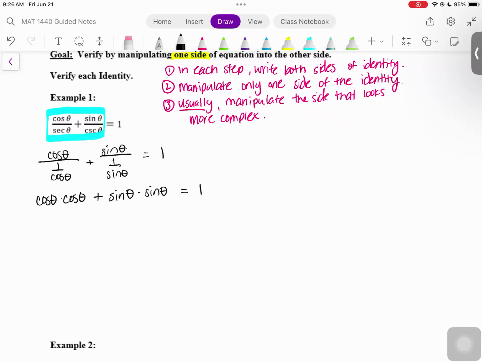Cosine theta times cosine theta is cosine squared theta. Sine theta times sine theta is sine squared theta. And my last step, I know that cosine squared theta plus sine squared theta is equal to 1 from that Pythagorean identity. So my very final line in this proof is that 1 is equal to 1. And that's how we know that the original identity is in fact an identity. It's always going to be true. We've manipulated in such a way to show that the left side, cosine theta over secant theta plus sine theta over cosecant theta, is in fact equal to 1.